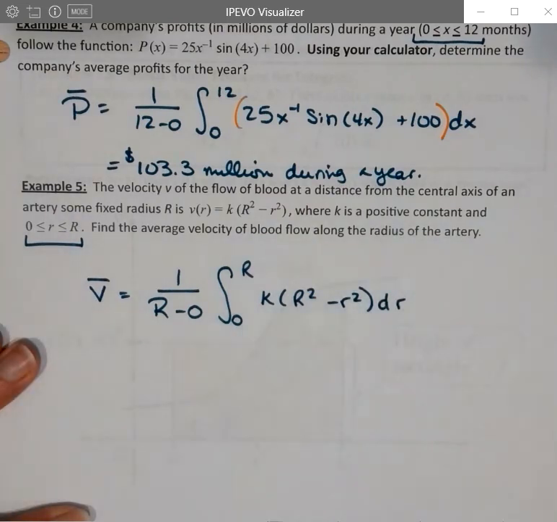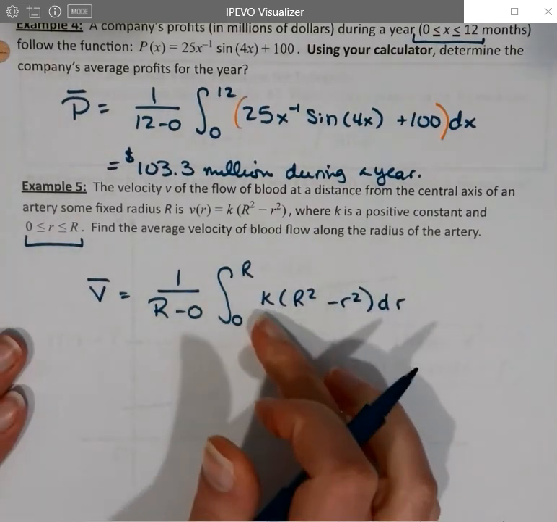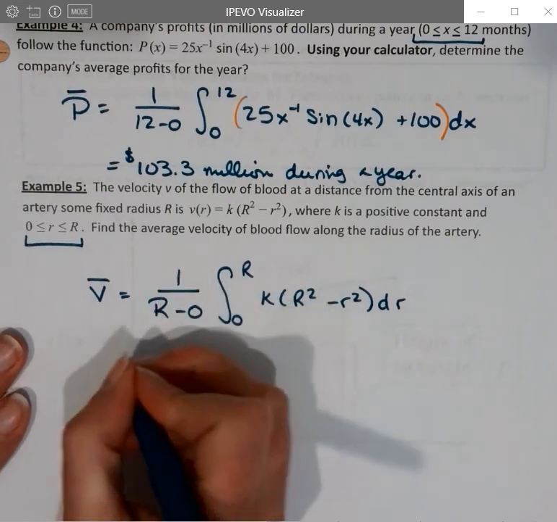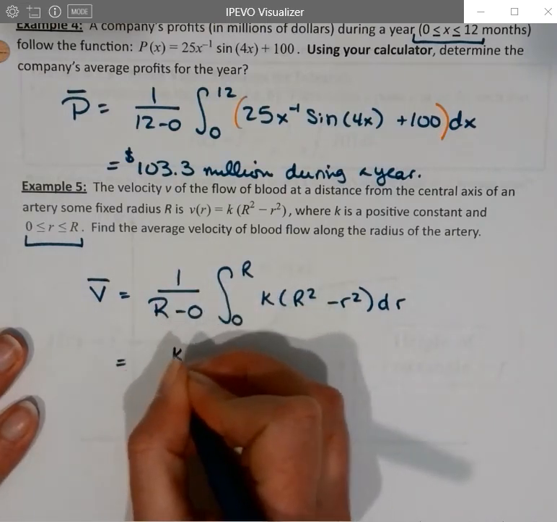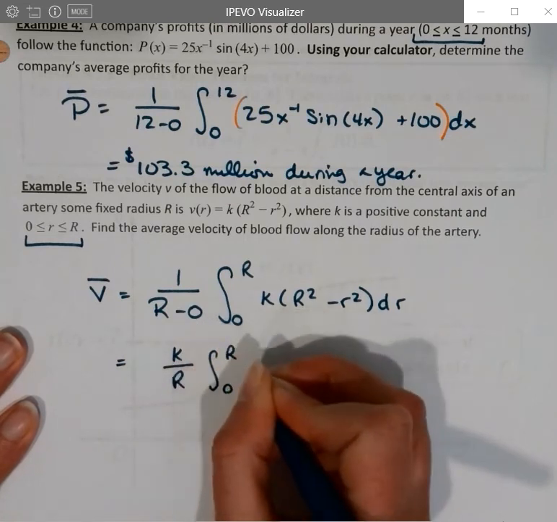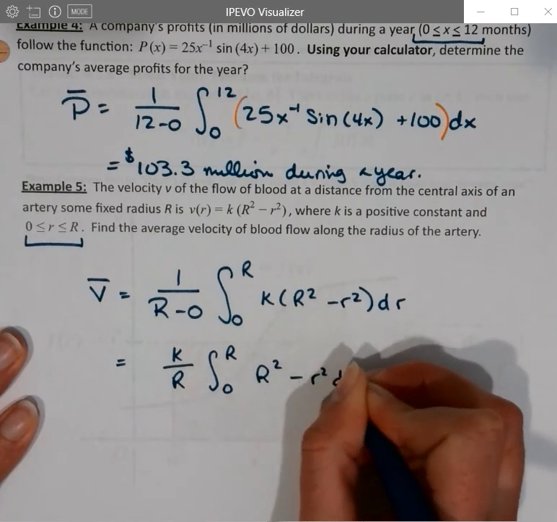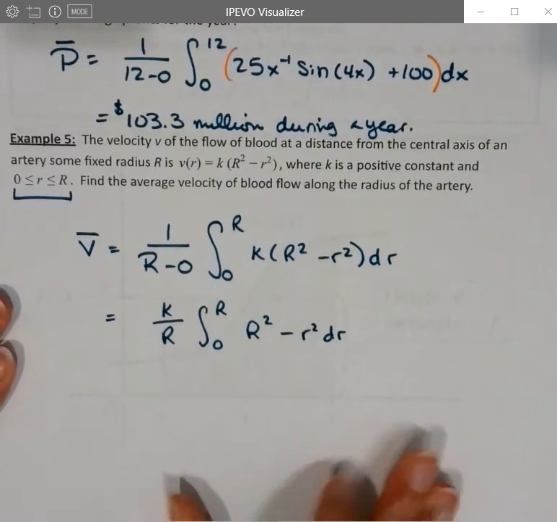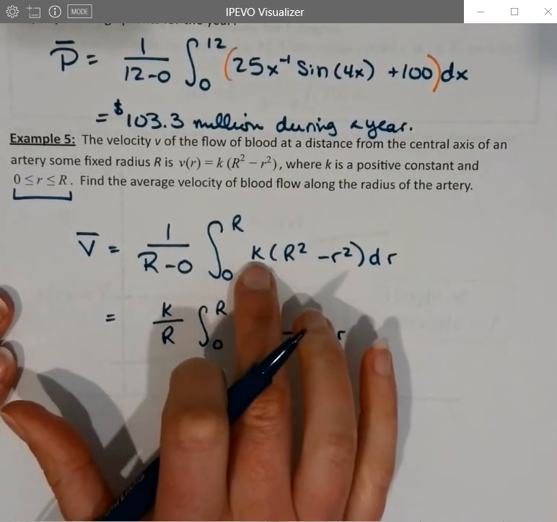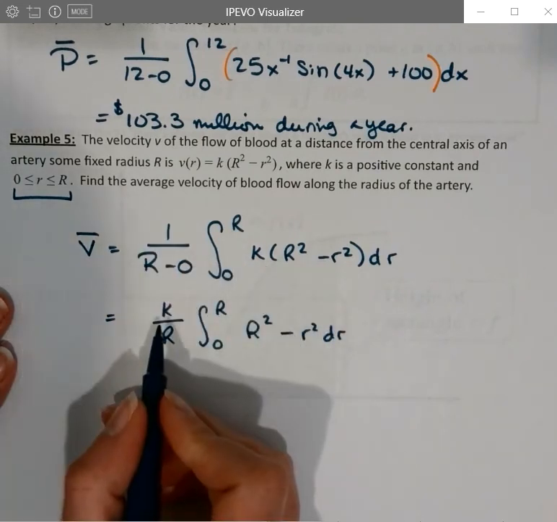Now because k is a constant, it's going to make sense for me to pull it out over this. So I'm going to have this written as k over capital R times the integral from 0 to capital R of capital R squared minus little r squared dr. That cleans it up a little bit, because this isn't a true product. That's really a constant. Constants can be pulled out just like numbers can. It is a number. I just don't know what the number is.